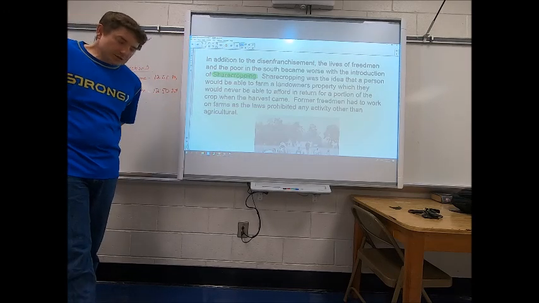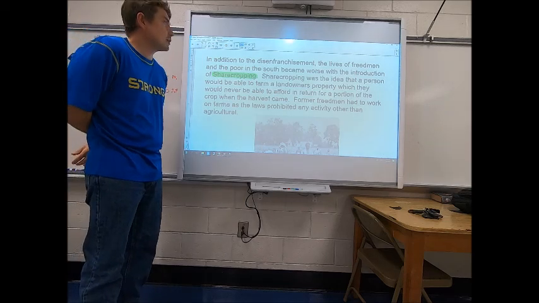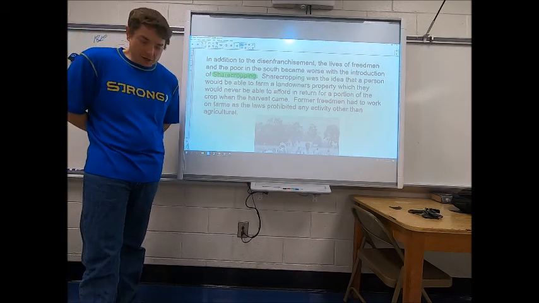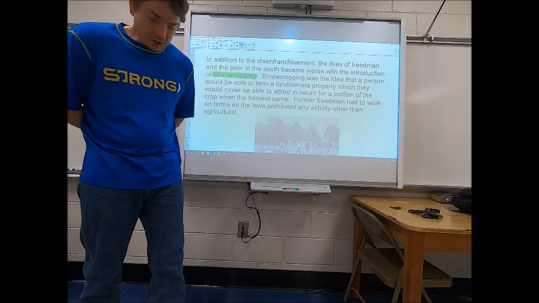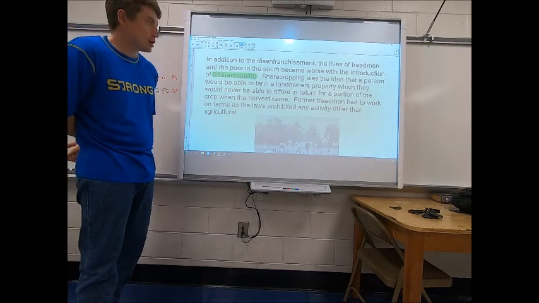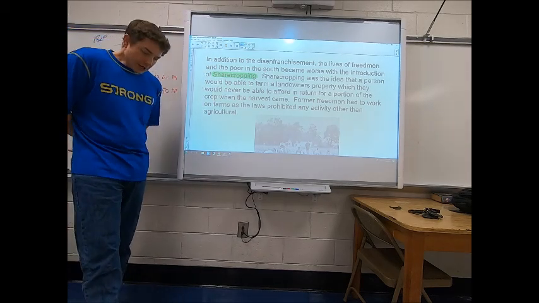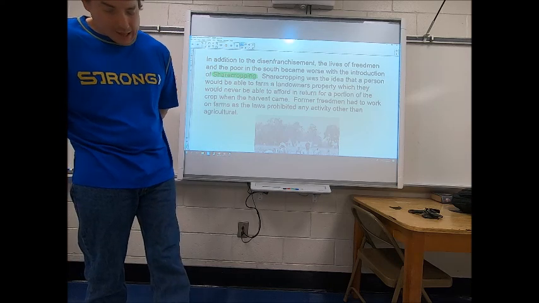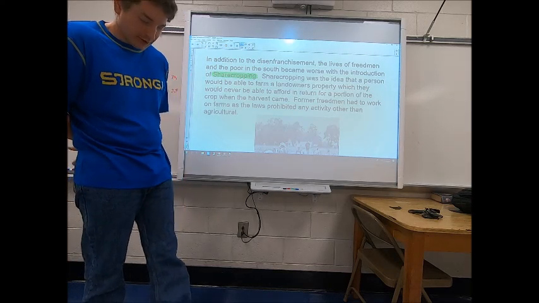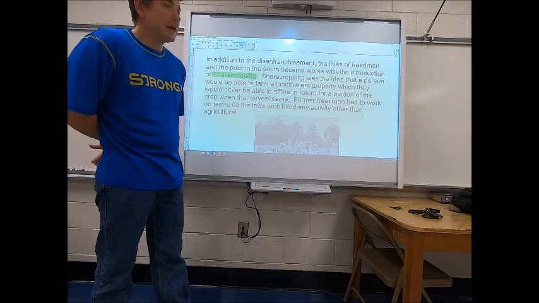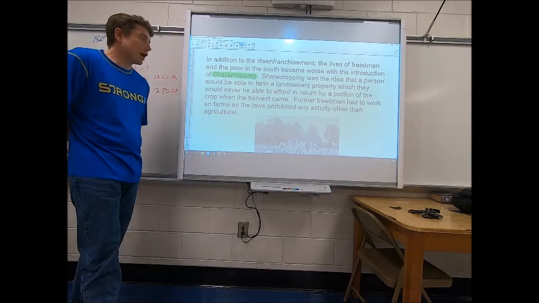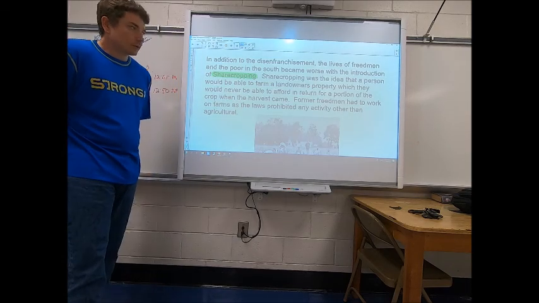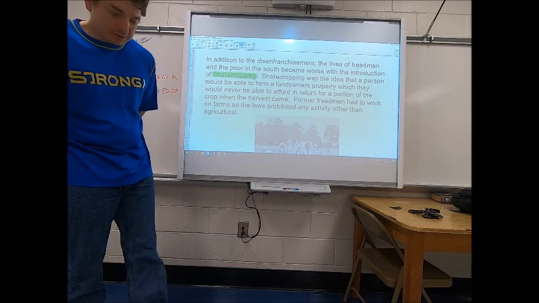In addition to disenfranchisement, the lives of the freedmen and the poor in the South become much worse with the introduction of a system called sharecropping. Sharecropping is the idea that you don't pay the person that works for you with money, you pay them with a portion of the crop. But you only pay them when the crop comes in.